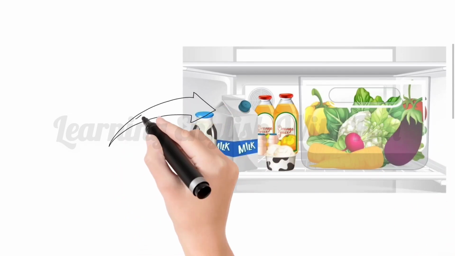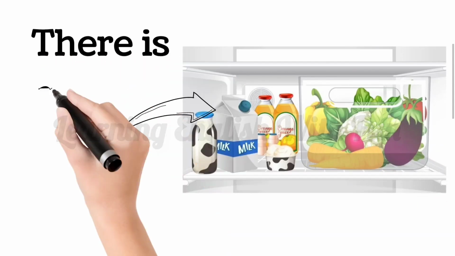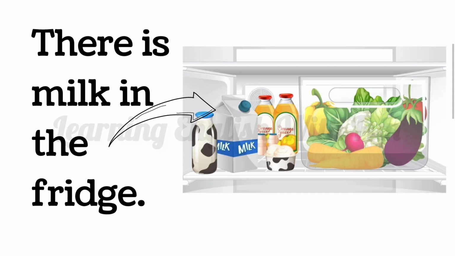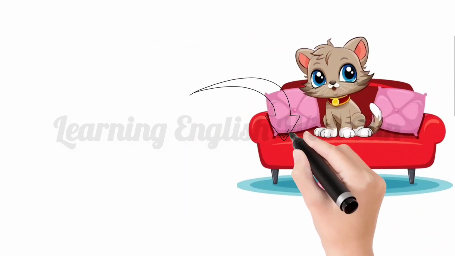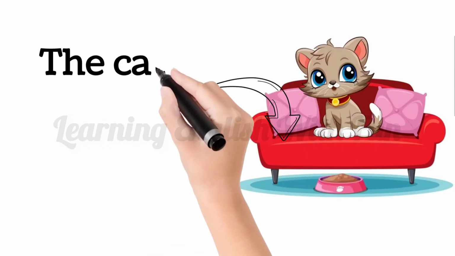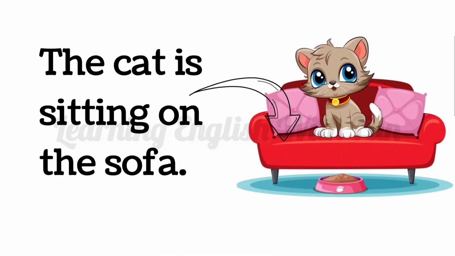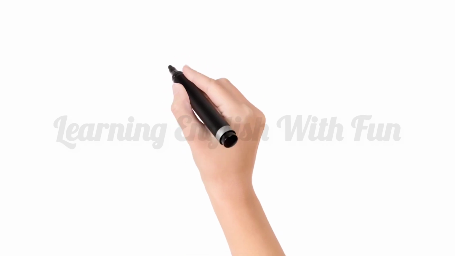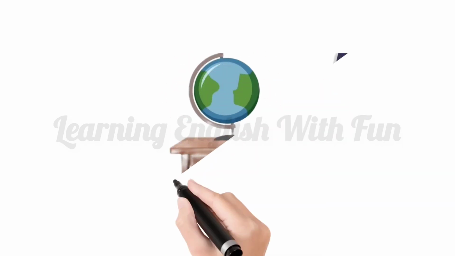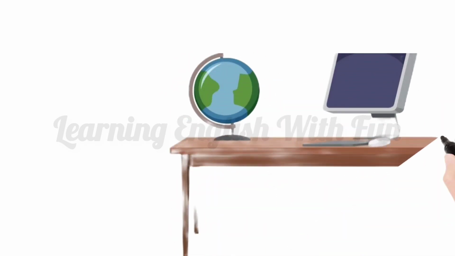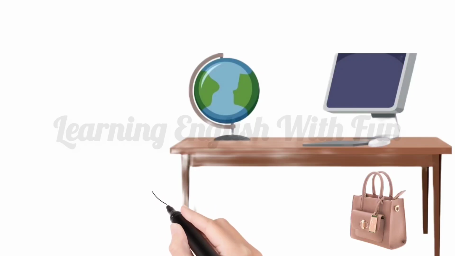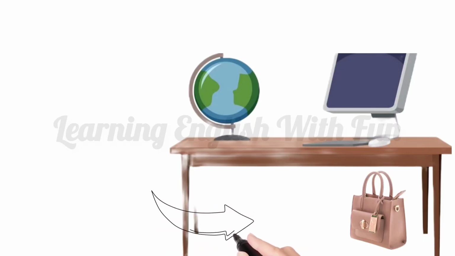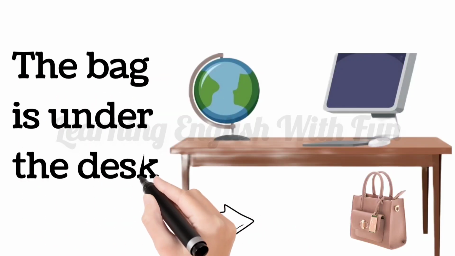There is milk in the fridge. The cat is sitting on the sofa. The bag is under the desk.